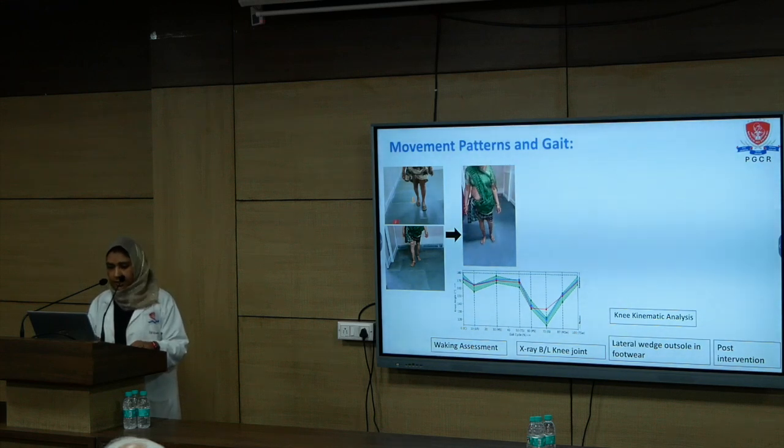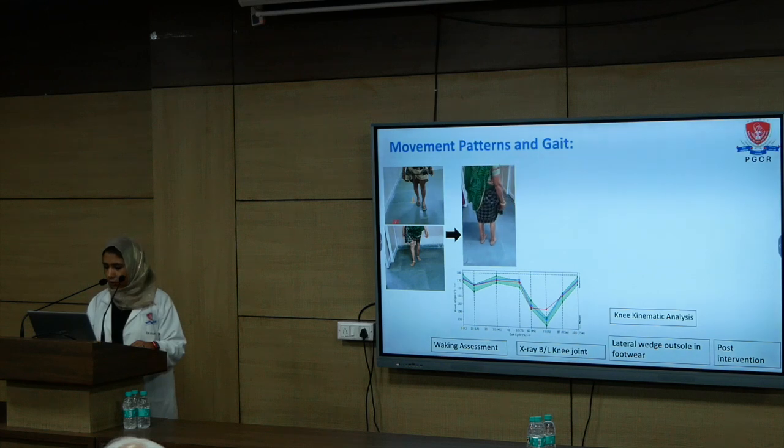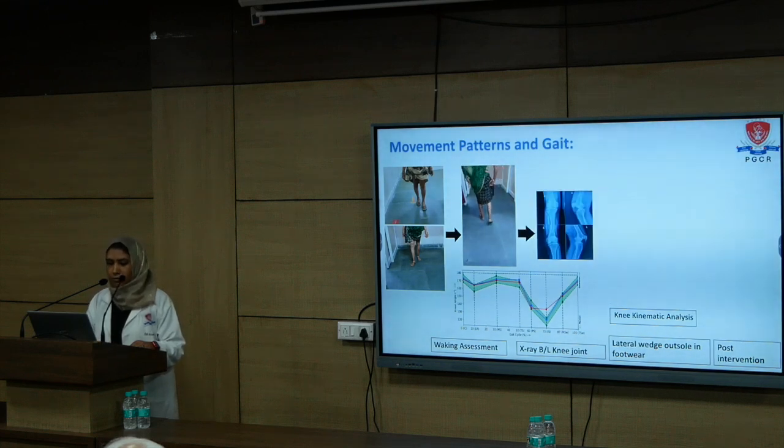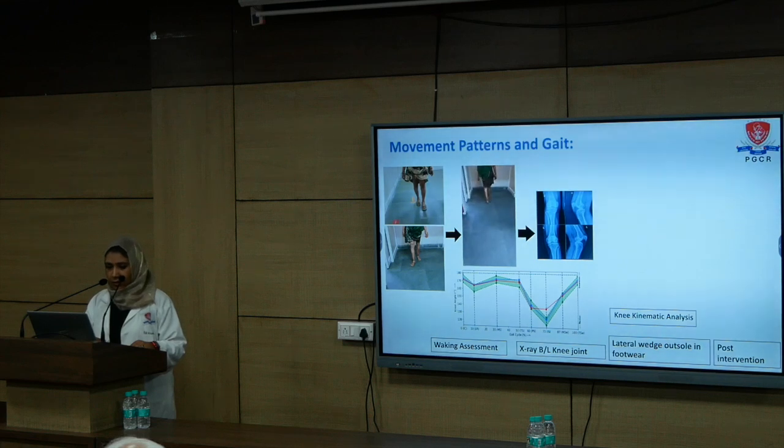After the walking assessment, we plotted the graph in our gait lab, and we find that quadriceps wasting is there, due to which the patient is not able to walk. So we advised the patient for X-ray bilateral knee AP standing and lateral. We can see that there is reduced joint space and mild varus deformity present.